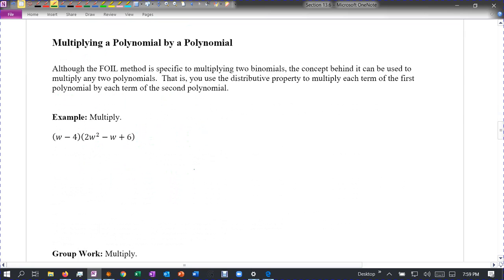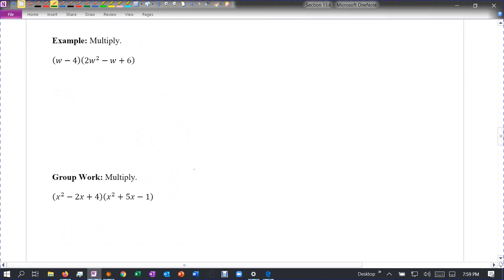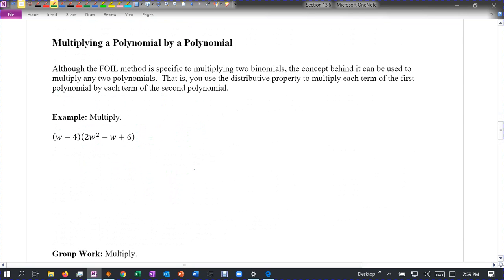Okay. Now, how about just a polynomial times a polynomial? So I'm going to actually skip, well, I'll do this first one. So this time we have 2 terms times something with 3 terms. So the way you'll do this is you'll always start with the first one here, and then you'll distribute it through to those 3.